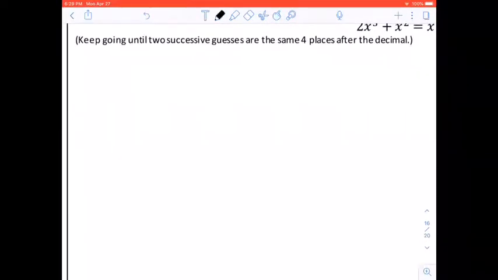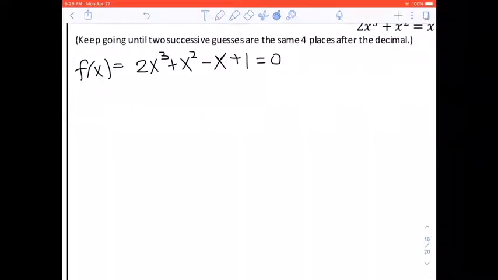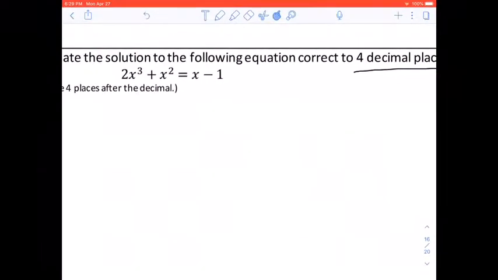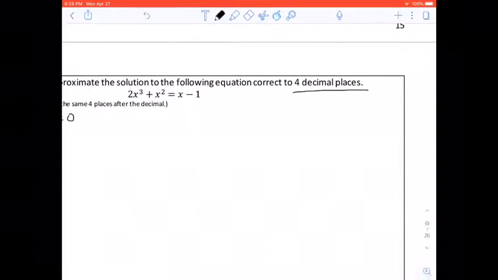I'm going to rewrite my function as f of x is equal to 2x cubed plus x squared, and then I'm going to subtract x and add 1 to the other side, so that way my function can be written as equal to 0, which is what we need in order to use Newton's method. To figure out where to start my first initial guess, I need to find a value using the intermediate value theorem where f of a value is less than 0 and f of another value is greater than 0.